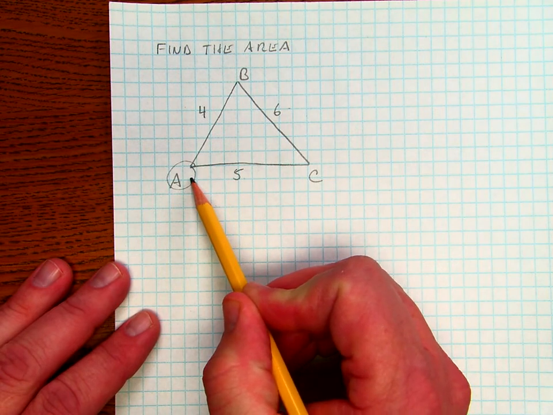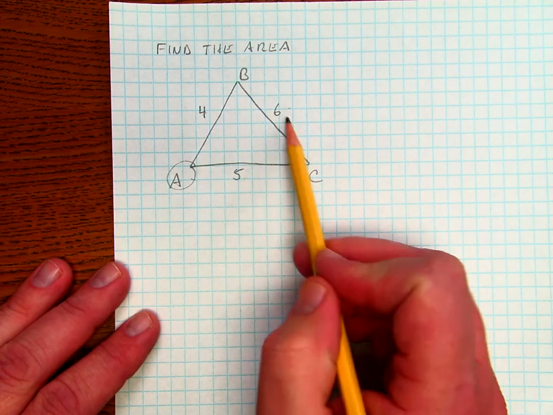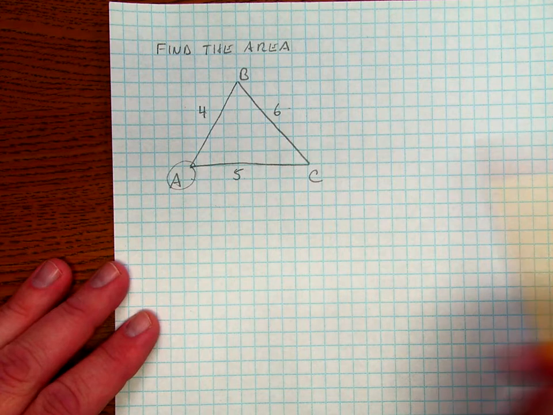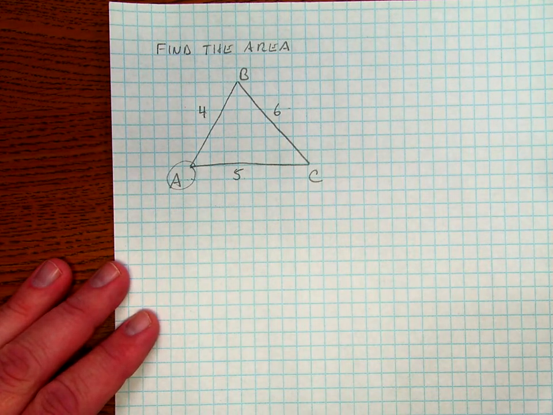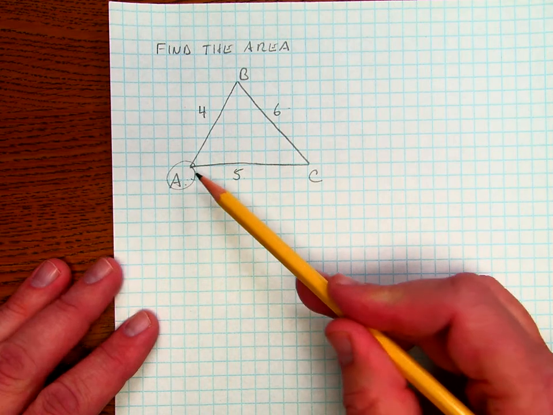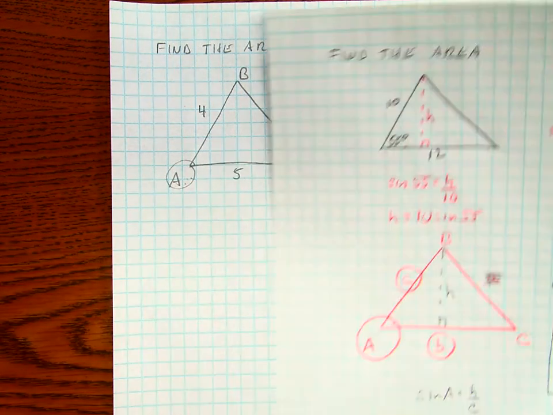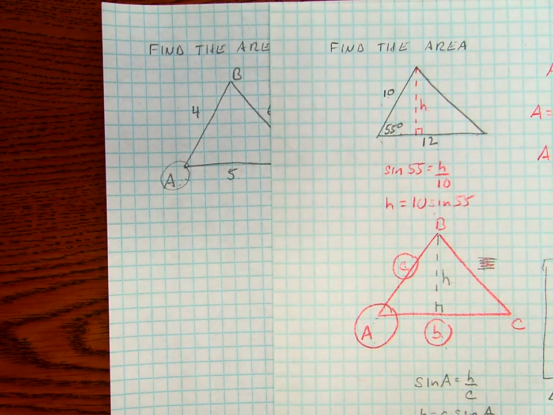Well, one thing that we learned is if you have the lengths of the three sides, you can use law of cosines in order to get that angle. So one approach that we could take is we could use law of cosines to get angle A. Then once we know angle A, we can treat it the exact same way we did on this other page.